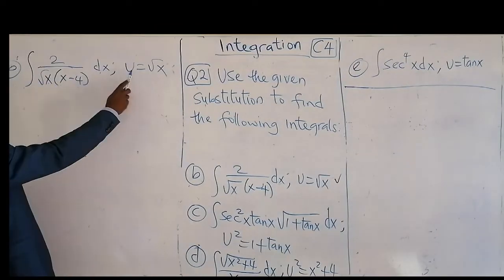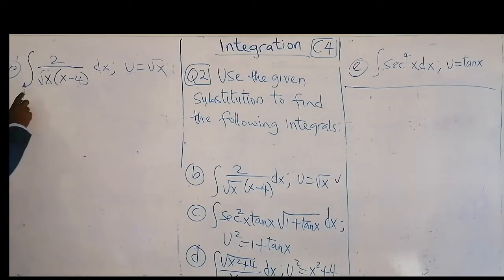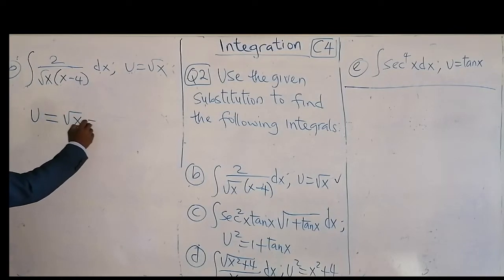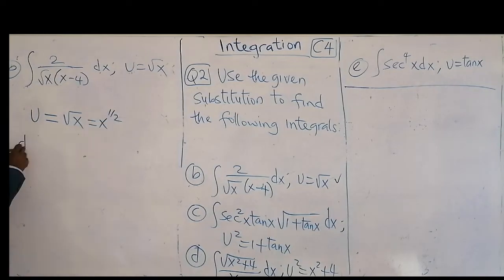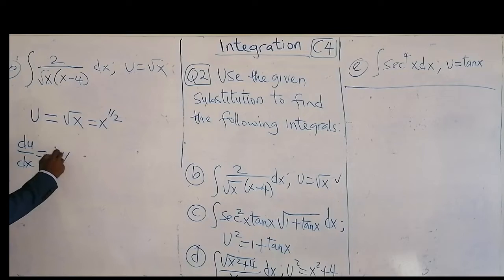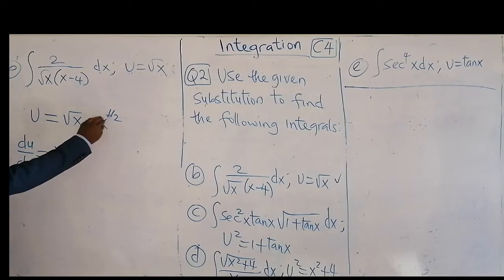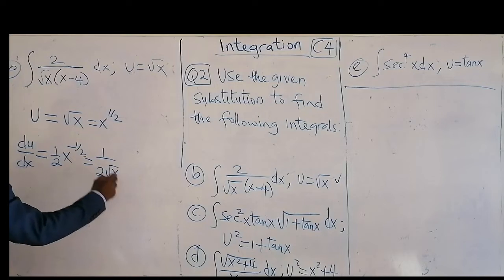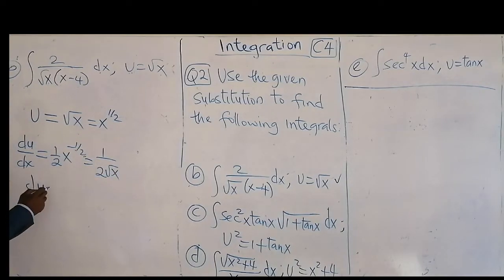Our question 2, u is equal to root x, and we have this integral. We'll start from this substitution, u equal to root x, which is equal to x to the power half. Then du/dx equal to half, we go to the front, then x to the power half minus 1, which is minus half, which is equal to 1 over 2 root x. So du is equal to 1 over 2 root x dx.